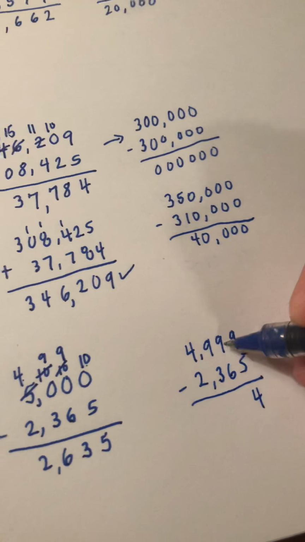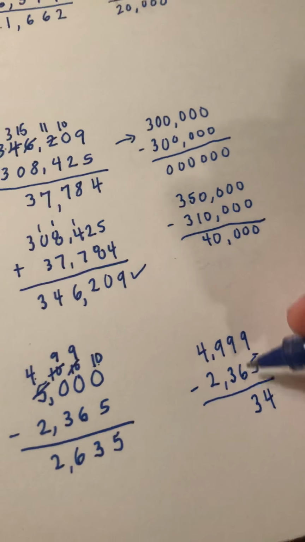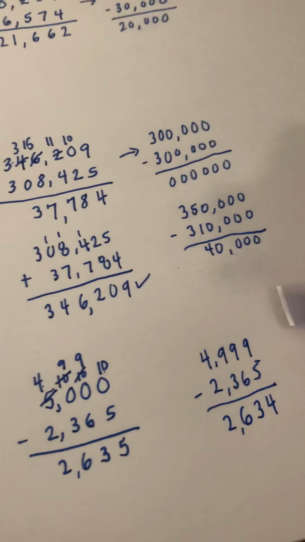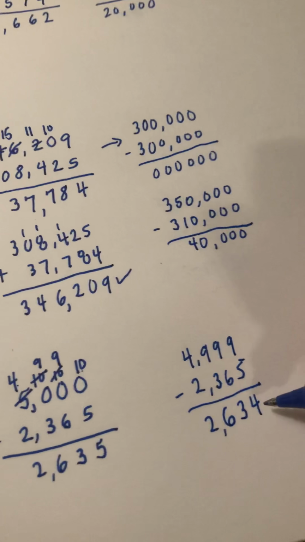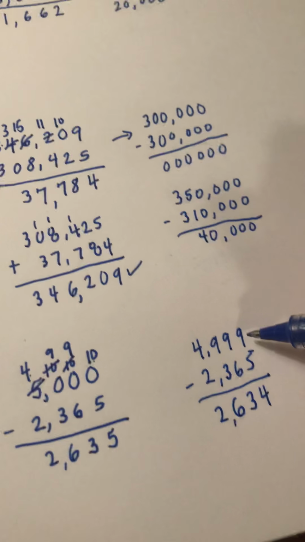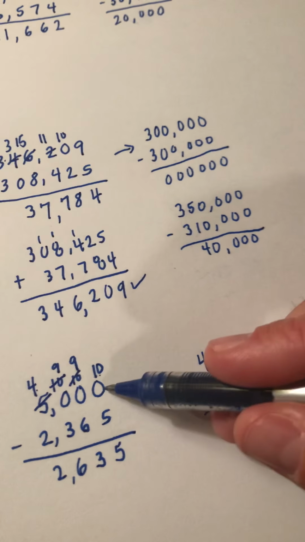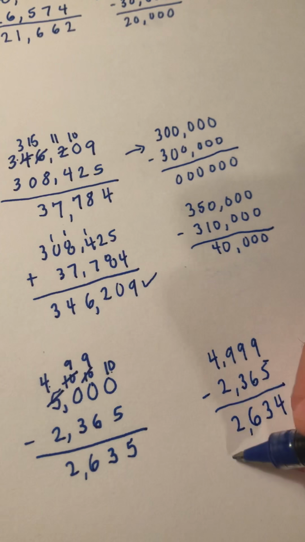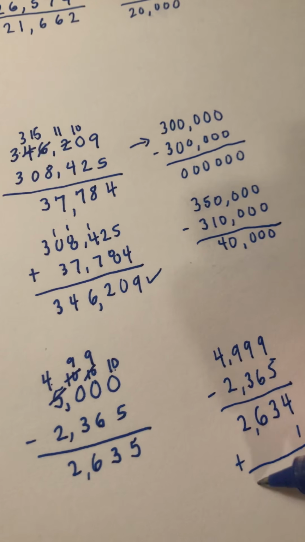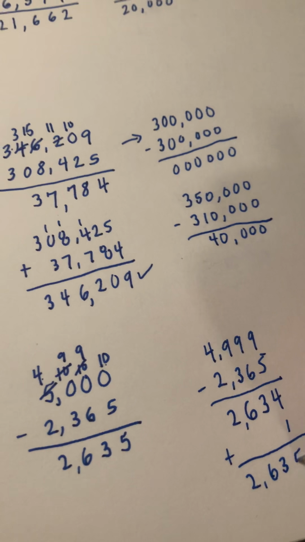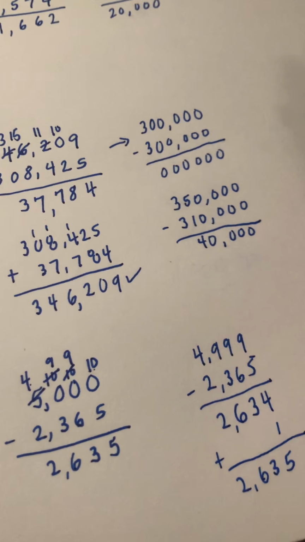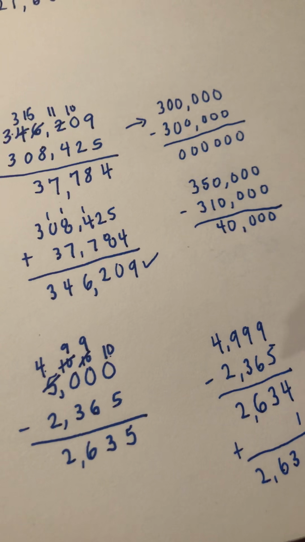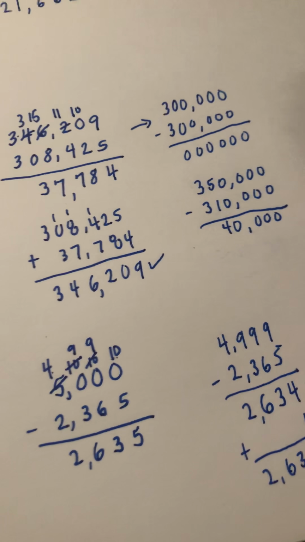9 minus 5 is 4, 9 minus 6 is 3, 9 minus 3 is 6, and 4 minus 2 is 2. 2,634, but that's not my actual answer because that's not the actual number I should have started with. This should have been one number more, so I need to make my answer also one number more. So add one more to that, 2,635. Same answer, no need to regroup. So this doesn't take kids long to catch on to this. It's very simple to do, and kids usually find a lot of success with this.